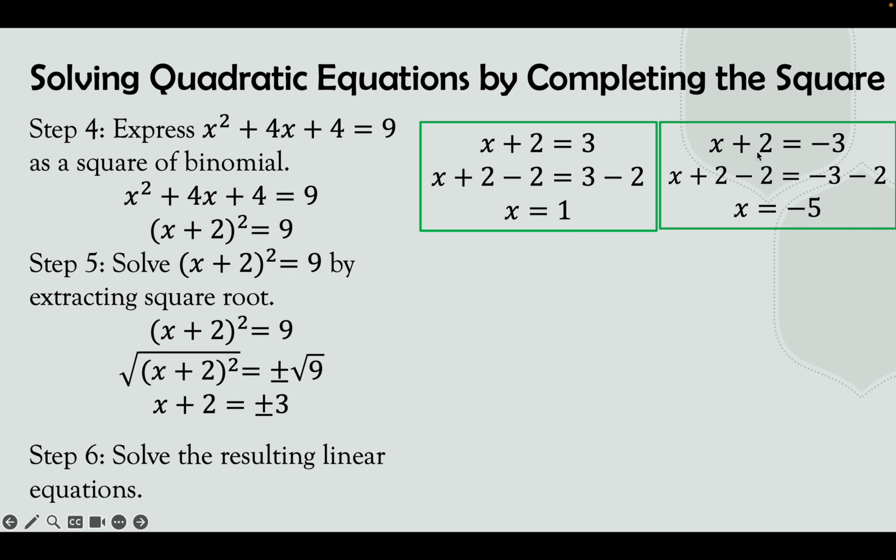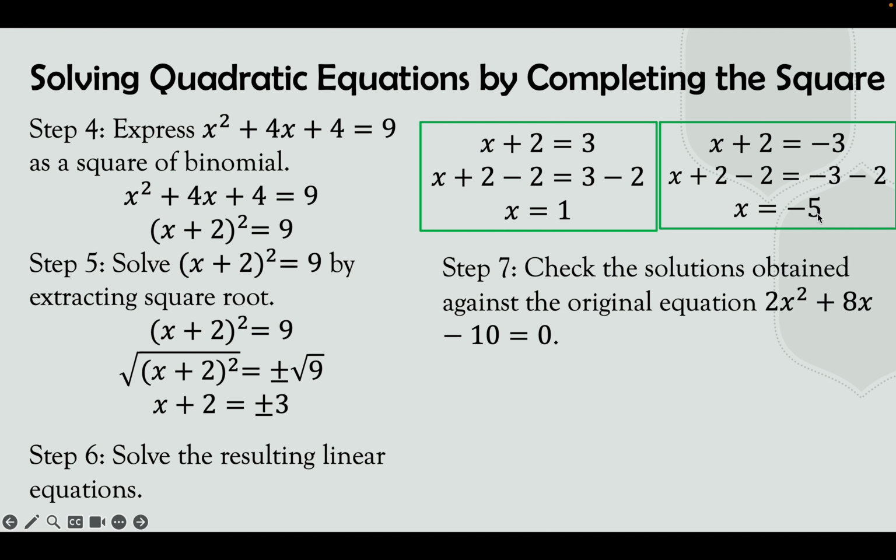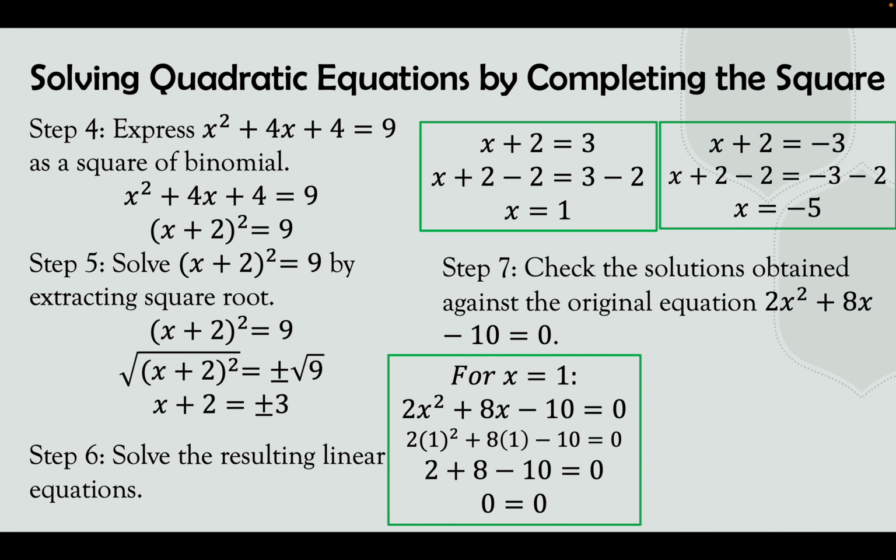And then next, x + 2 = -3. We need to isolate x, so we subtract both sides by 2. So we have x = -5. To check if the solutions obtained are correct, we just need to substitute them into the original equation. For x = 1, we have 2(1)² + 8(1) - 10 = 0. 1 squared is 1, 2 times 1 is 2, 8 times 1 is 8, negative 10. So 2 plus 8 is 10, minus 10 is 0, so 0 = 0.